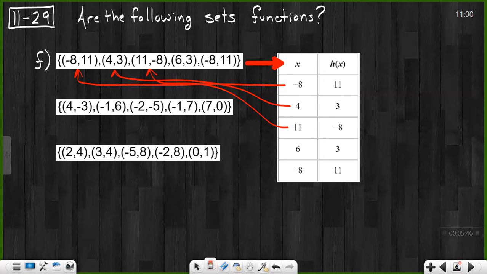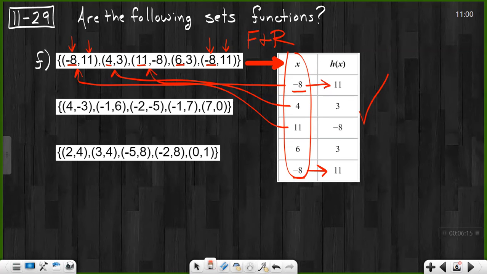In table format, I looked at my inputs to see if any of them repeated, and I saw -8 repeated itself. And I looked at its output, and did it give me the same output in each case? In this case, yes, it did. So the same thing here. Look at the x values. The x values represent our inputs. And I notice that I have 2 of the same x values, 2 inputs, -8, that are the same. And I also notice that I got the same output each time. So this is a function and relation.